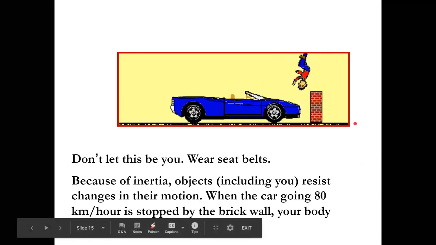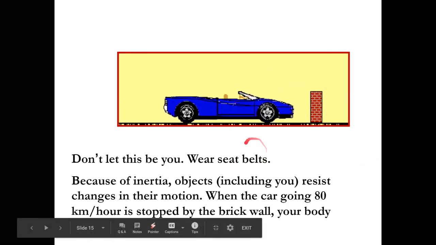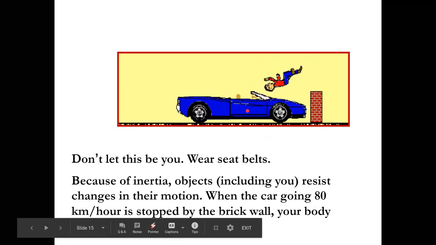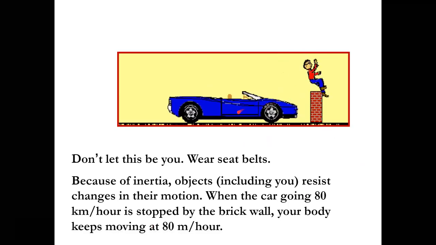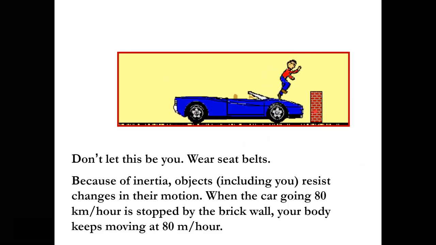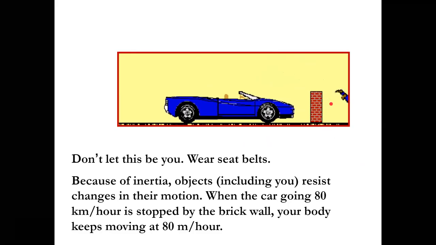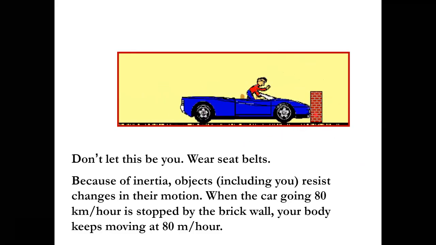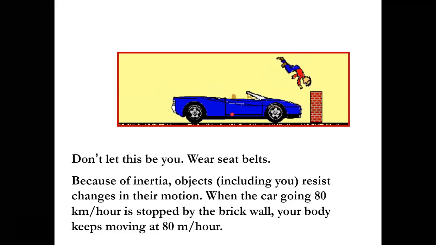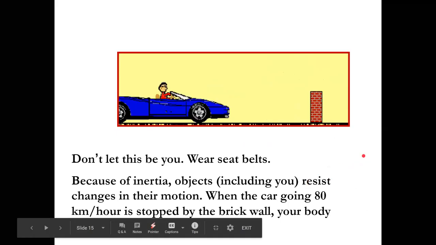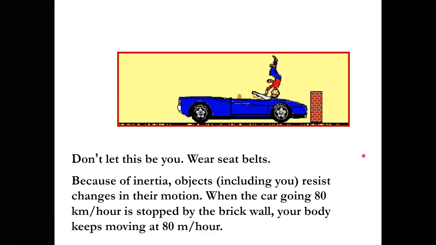And so imagine that you're sitting in your car. You don't have your seatbelt on because you're a bad person who likes to live dangerously. And all of a sudden your car hits something and it causes it to come to a very abrupt stop. Maybe it's a wall or a tree or the other car. So the force of the wall on the car causes the car to go from 80 kilometers an hour to 0 kilometers an hour very quickly.